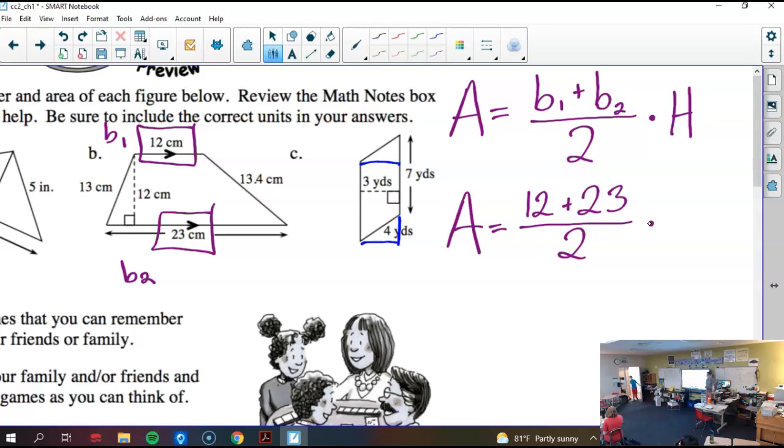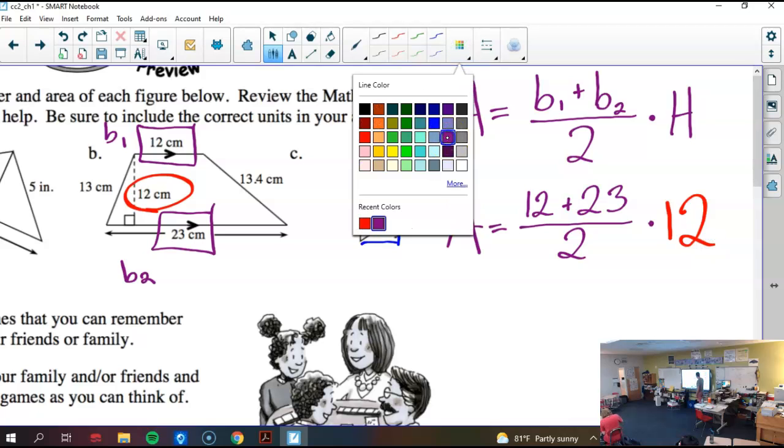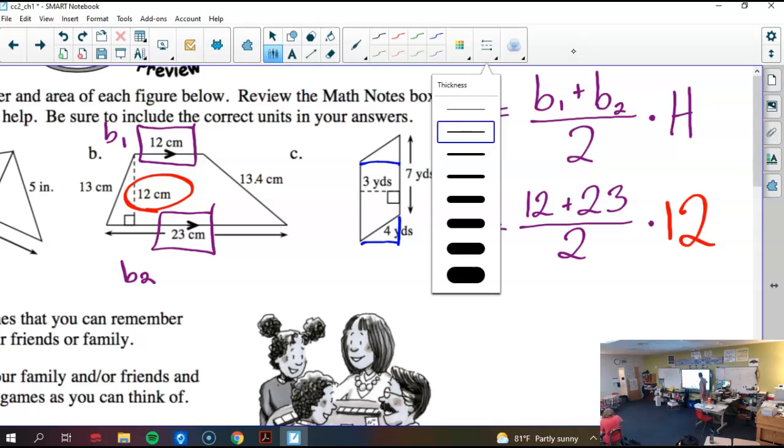The height is always the straight up and down. I'm recording a video for trapezoid stuff right now. So the height here is not the 13, not the 13.4. It's the straight up and down. It's actually the 12, so we multiply by that 12. I'm going to do this one piece at a time, same way I eat pizza.